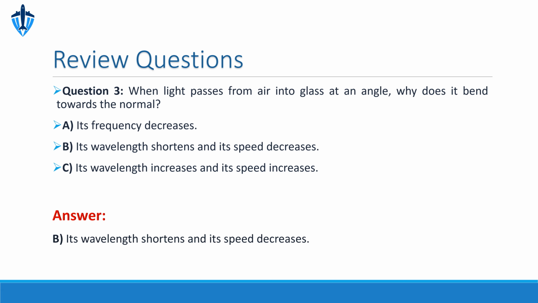Refraction occurs precisely because the speed of light changes when it enters a new medium. As stated in the text, when light enters a denser, slower medium like glass, its speed decreases. Its frequency, however, is fixed and cannot change. Therefore, to satisfy the wave equation, speed equals frequency times wavelength, the wavelength must shorten. This combined effect of slowing down and shortening wavelength causes the light ray to bend towards the normal line. Options A and C describe changes opposite to what actually occurs.